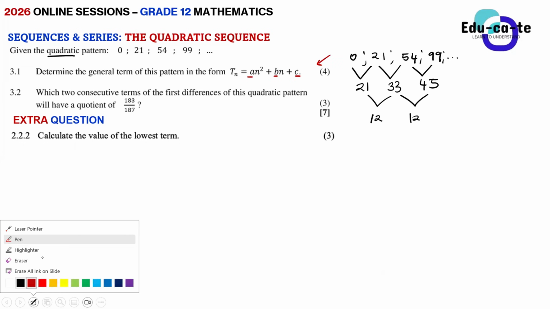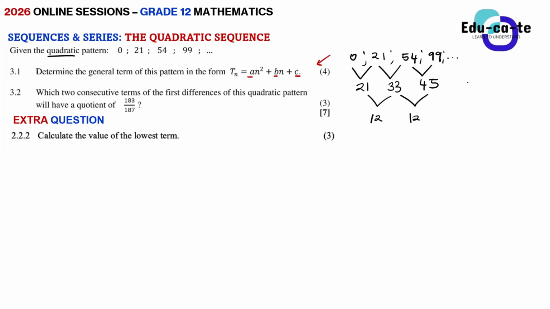To find the value of A, guys, remember, we do what? We say 2A is equal to the common difference. And in this case, it is 12. Do you guys see that? Yes, sir. And we solve for A, which is going to be 6.